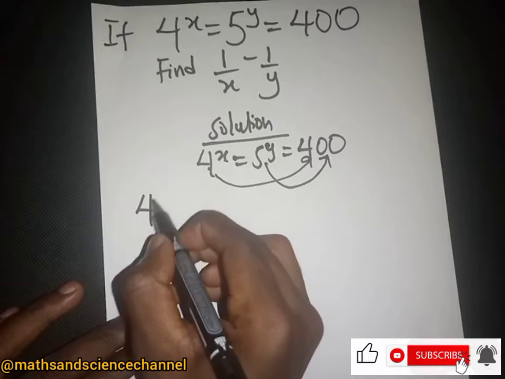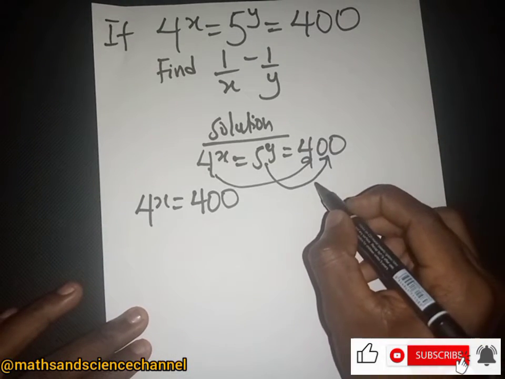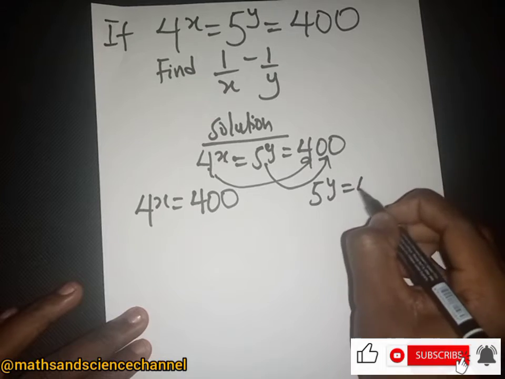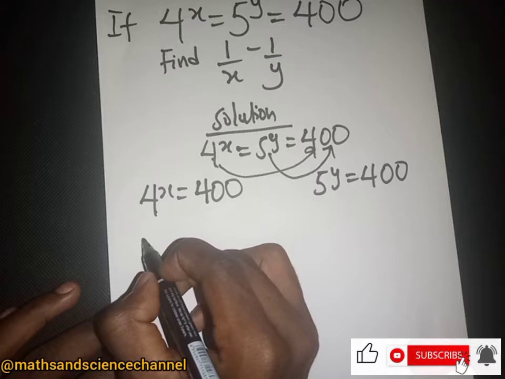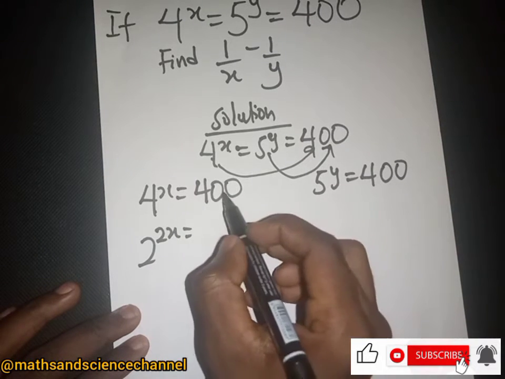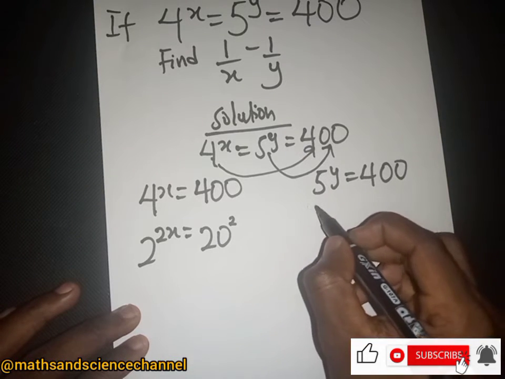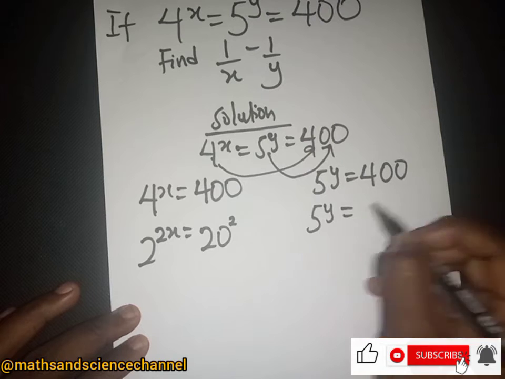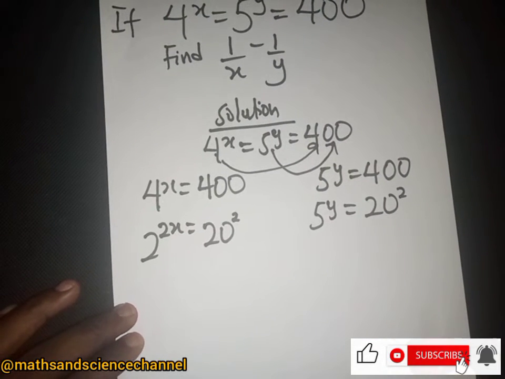So we have 4 exponent x being equal to 400 here. Then also we have 5 exponent y being equal to 400. So let's solve this separately. 4 we know is the same as 2 to the power 2x here. Then 400 is just 20 exponent 2, right? And also 5 exponent y here equals 20 exponent 2 also.